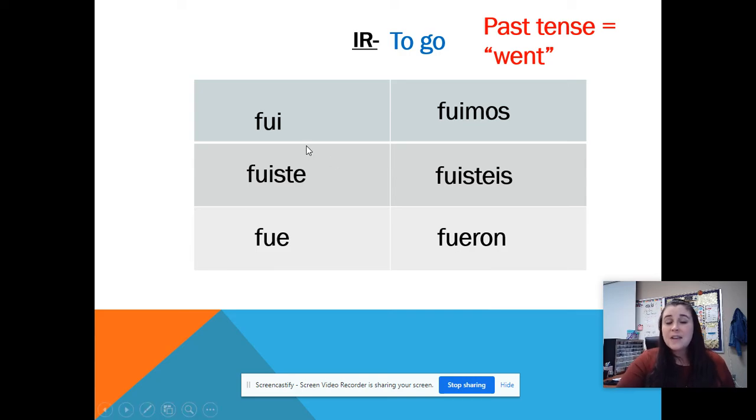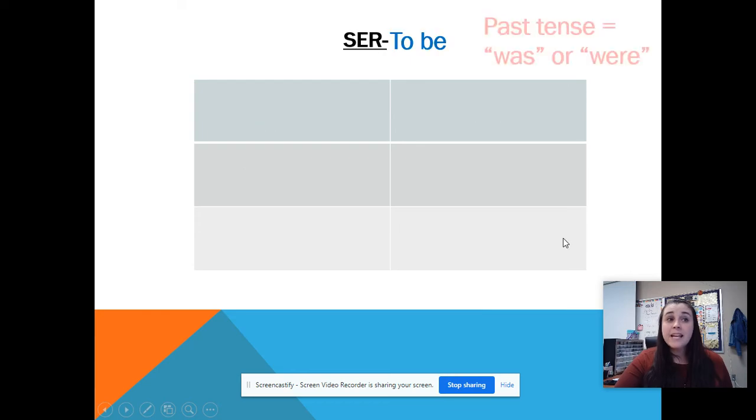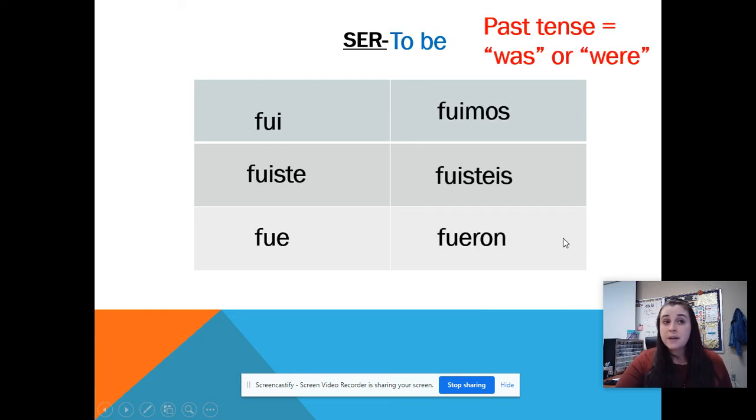So you'll notice these have similar endings to the ER-IR ones that we just saw. This one has an I, but no accent. This one has iste, this one has imos and isteis, but down here we don't have an IO, it's fue. This one doesn't have an I in it, it's just fueron. So it's kind of a similar pattern, but has some definite irregularities. And of course, ir has no Rs in it, so it makes it irregular. And again, ser is going to be the exact same conjugation. Remember, ser means to be. In the past tense it would mean was or were.